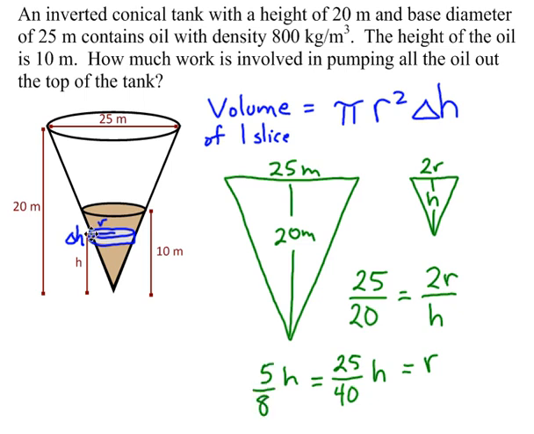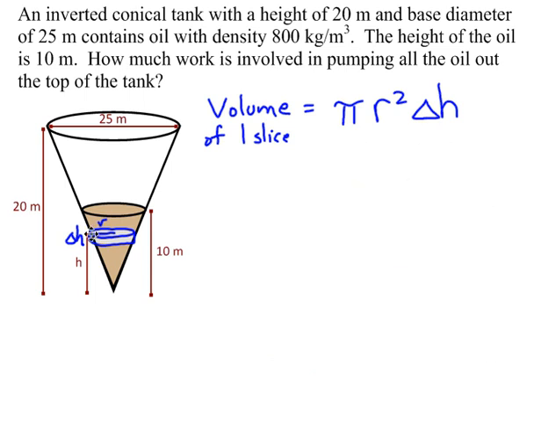And so now we've got a nice expression for r, and we're going to be rewriting our formula for the volume. So I'm going to just move this out of the way. 5/8 h is what we're going to put in there. So our volume actually equals pi times 5/8 h, all of that squared, delta h.